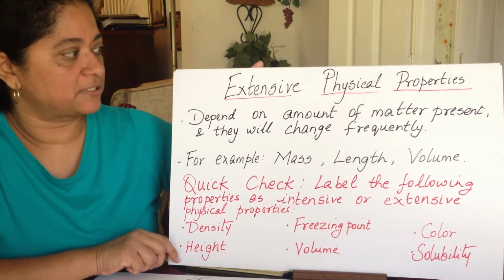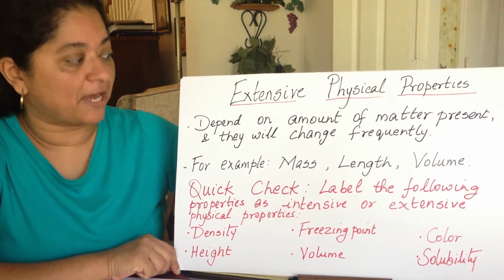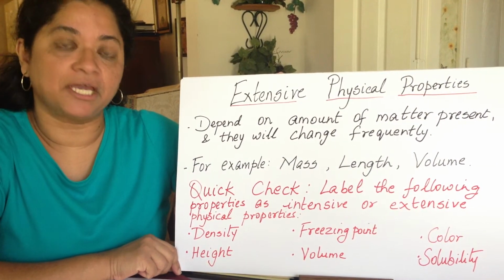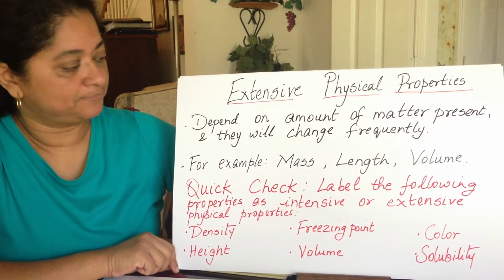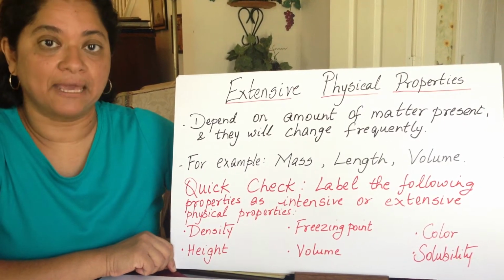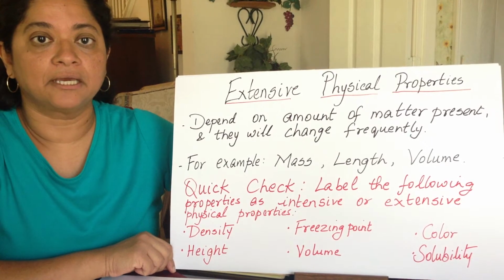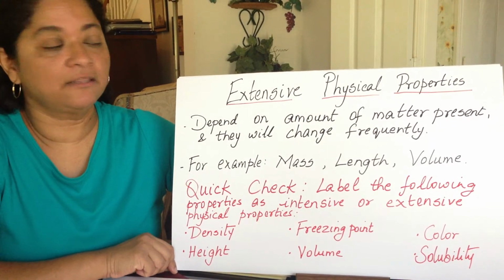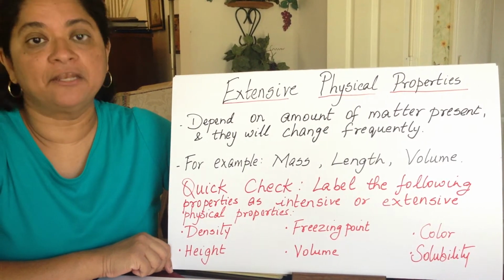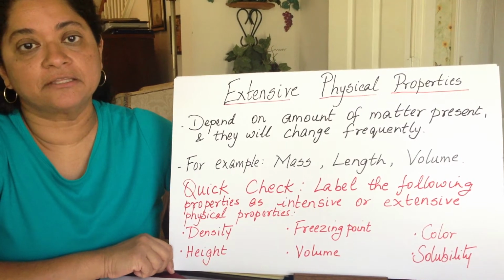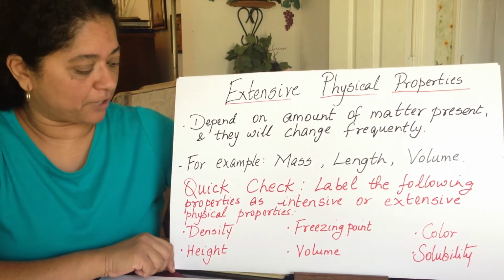Extensive physical properties depend on the amount of matter present, and they will change frequently. For example, mass, length, and volume change frequently, and therefore, they're dependent on the amount of matter present. Therefore, they are extensive physical properties.